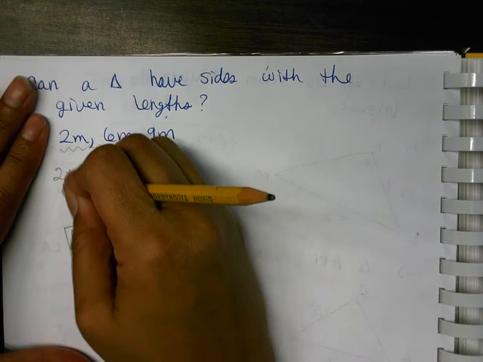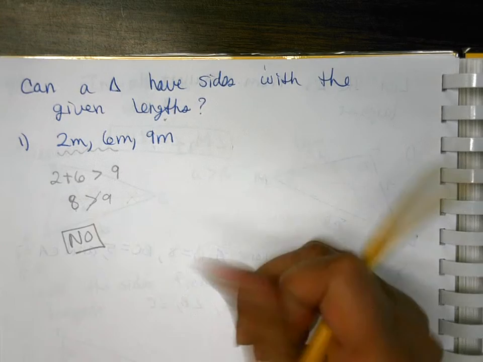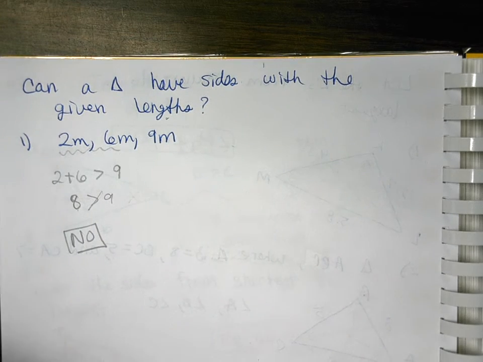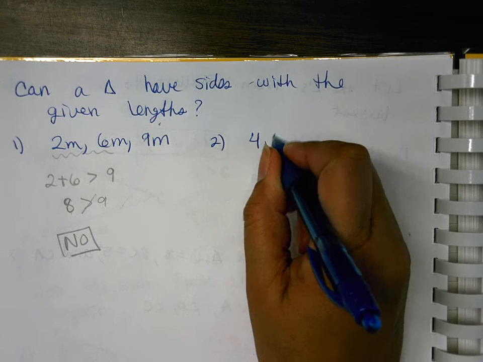Why did you put that X right there next to it? Oh, that was just a no. That was my no, because I do check marks later. Oh, I'm sorry. Number 2: 4, 6, 9.